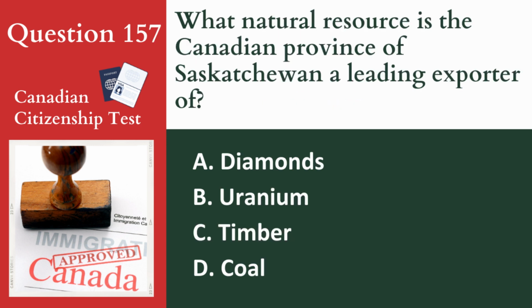What natural resource is the Canadian province of Saskatchewan a leading exporter of? A. Diamonds. B. Uranium. C. Timber. D. Coal. Answer B. Uranium. Saskatchewan is one of the world's largest exporters of uranium, used primarily as fuel in nuclear power plants.